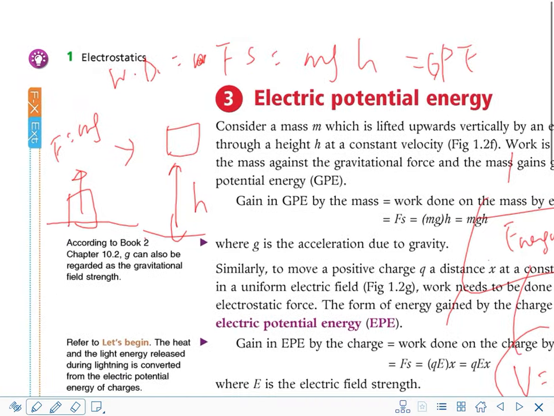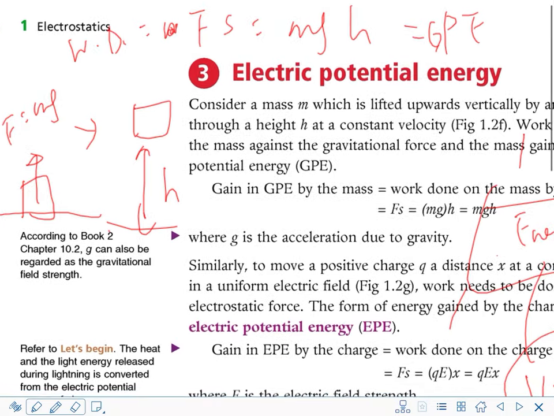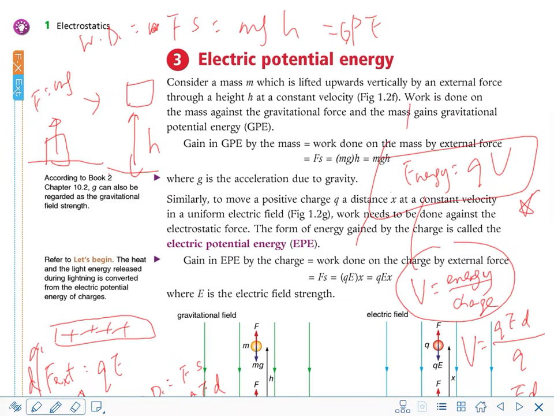Okay, it's given. Electric potential energy. We have learned gravitational potential energy in form 4. Very easy. If I pull an object upward with constant velocity, that means the energy change only changes the gravitational PE. But no KE change, the work done, the energy transfer will equal to Fs. The force is mg, so mgh will be the gravitational potential energy.